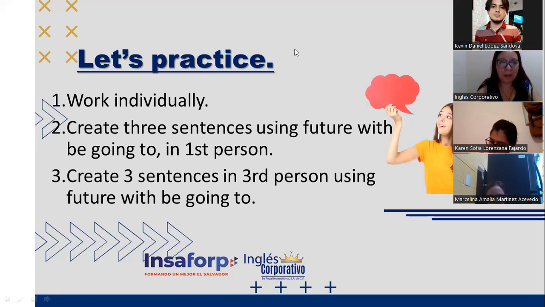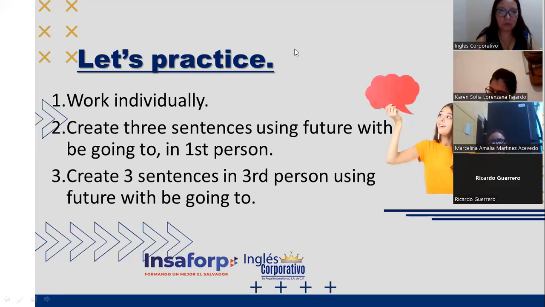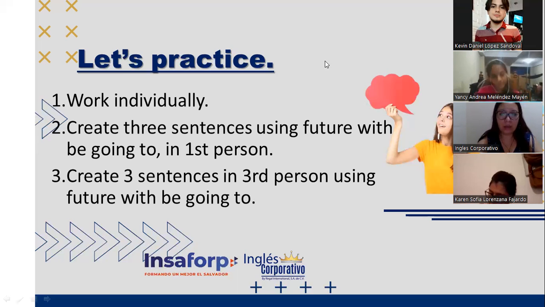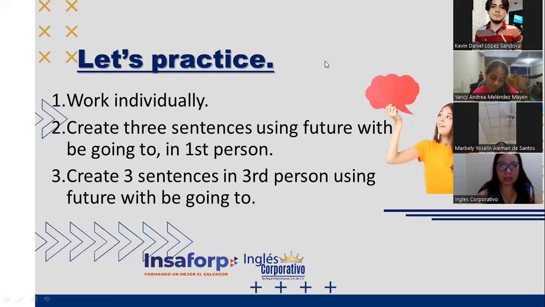Ok, los que ya terminaron pueden levantar la mano y vamos a iniciar con ustedes. Las oraciones en tercera persona serían esas. Ok, we go with Jancy Andrea, please. Iniciamos. Ok, Jesse is going to write a poem. He is going to buy a car and Abby is going to watch TV. Perfect, Jancy, those were correct.